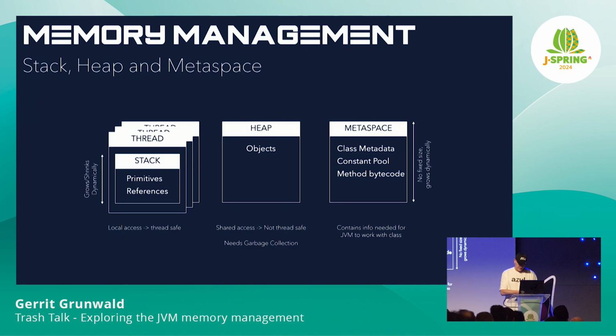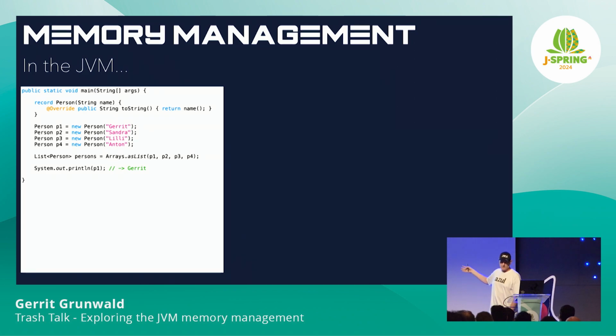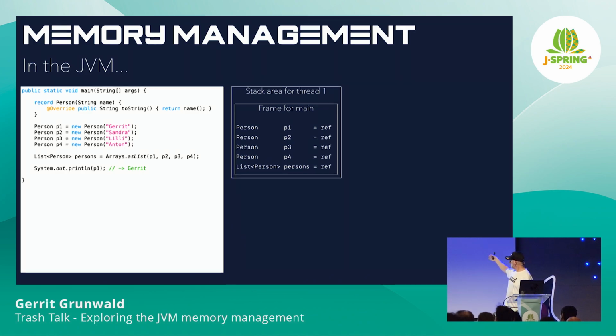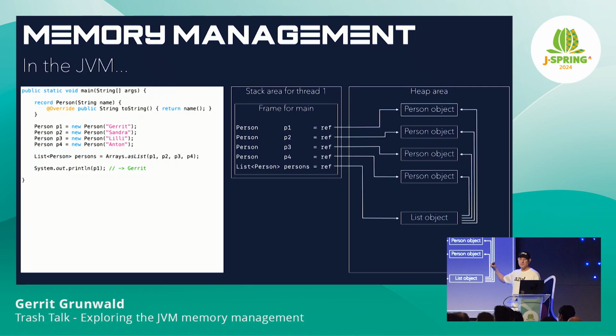So the main part is the center, the heap. And if we take a look at how it would look with code, I hope it's readable from the back, you see this little piece of code where we have some records, some persons here, and we have a list of the persons. If we translate that to the stack frame, we have one stack frame because it's one thread. We have the references for each person and the reference for the list on that stack frame. On the heap, we have the actual objects for each person and for the list. And we see the references pointing from the stack to the heap, okay?